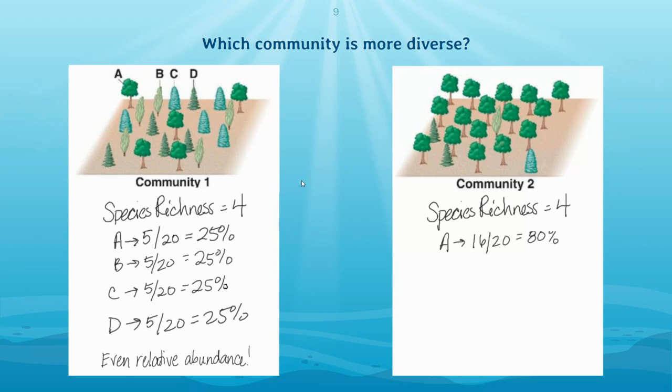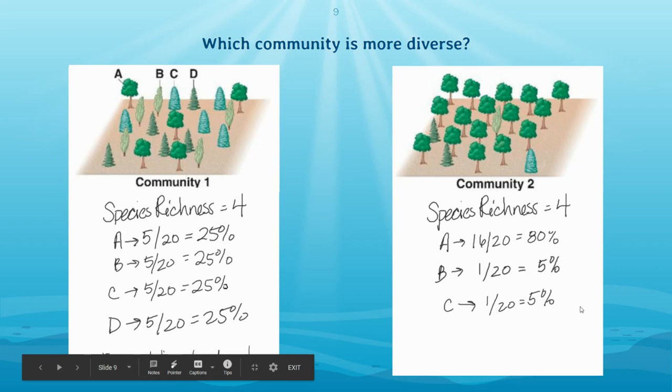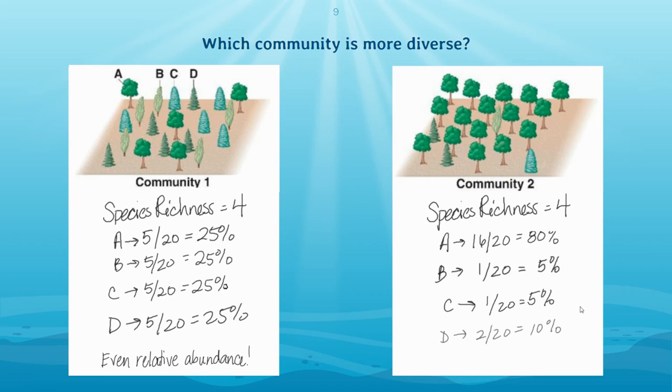Now, if I take a look at my B tree, there's only 1 of them. It's right here in the middle. 1 divided by 20, I get 5% of the trees are species B. Same thing for C. There's only 1 of them. It's right here. It's the one that looks like a Christmas tree, kind of. D really looks more like a Christmas tree, but we only have 1 of them. 1 out of 20 is 5%. And then when we look at species D, there's 2 of them. So 2 out of 20 is 10%.